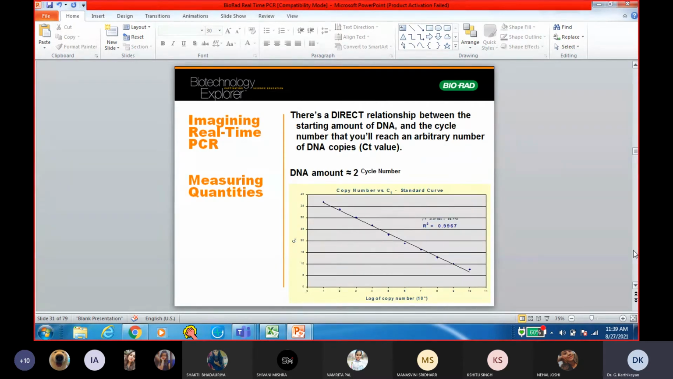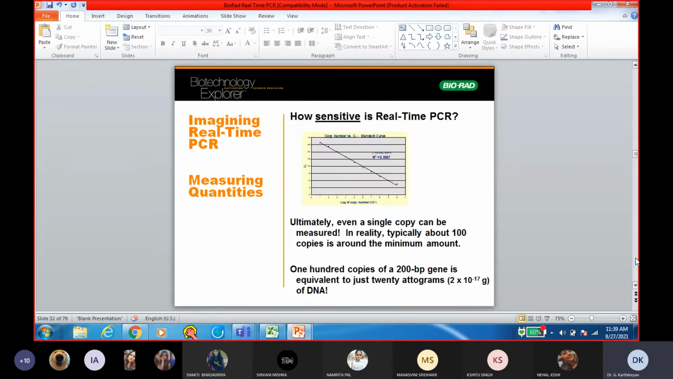Okay. So there is a direct relationship between the starting amount of DNA and the cycle number, and you will reach an arbitrary number of DNA copies. Okay, that's what I said. It's given by this formula, 2 raised to the power cycle number. And so this real-time PCR is extremely sensitive, okay?